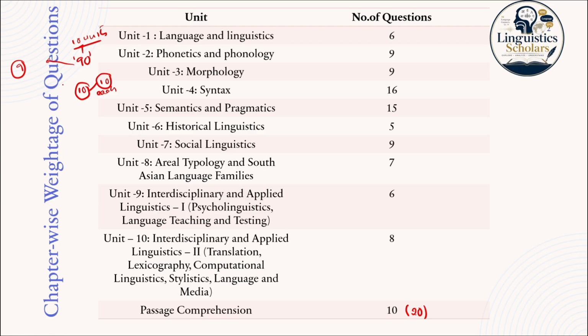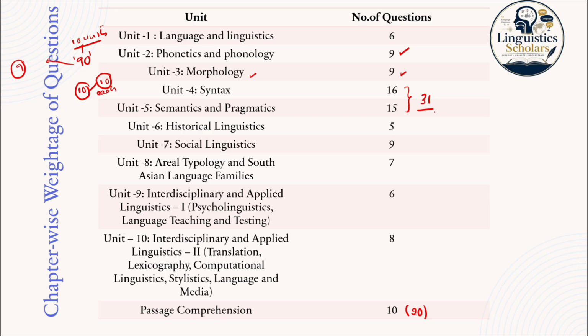but in reality this is not the case. As you can see, in the first unit, language and linguistics, we only got 6 questions. In the second unit, phonetics and phonology, we got 9, which is as per the expectations. And in morphology, we got the same 9 questions. And the most important thing here is that, combining syntax, semantics and pragmatics together, 31 questions.